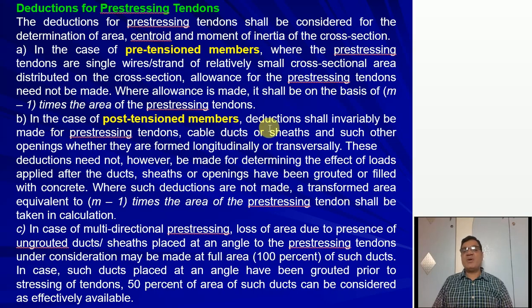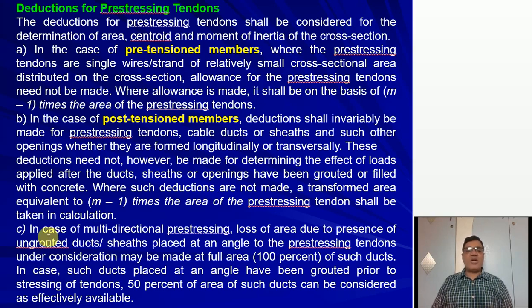In case of post-tension members, deduction shall invariably be made for pre-stressing tendons, cable ducts or sheets and such other openings whether they are formed longitudinally or transversely. These deductions need not, however, be made for determining the effect of loads applied after the ducts, sheets or openings have been grouted or filled with concrete. That means if all these ducts are grouted, then don't subtract such area. But if such deductions are made, the transformed area equivalent to m-1 times the area of the pre-stressing sheet shall be taken in the calculation.